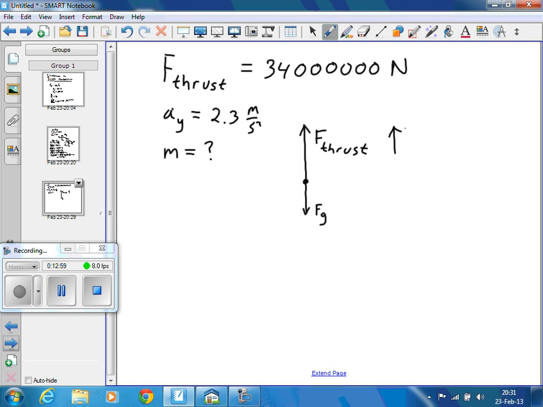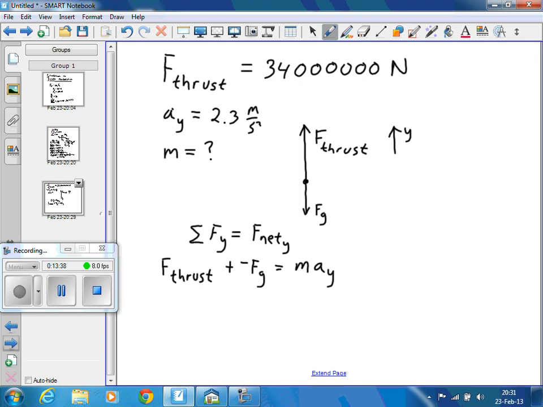And since all the forces are in the vertical direction, all I'm worried about is the y direction. So all I need is one equation. The sum of the forces in the y direction is equal to the net force in the y direction. I plug in the forces in the y direction, F thrust, and gravity force, which is acting in the negative y direction, add up to the net force in the y direction, which is equal to the mass of the rocket times its acceleration in the y direction. Okay, now we haven't done anything differently yet.